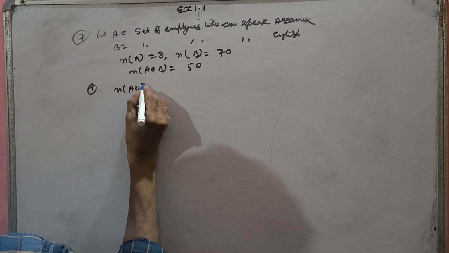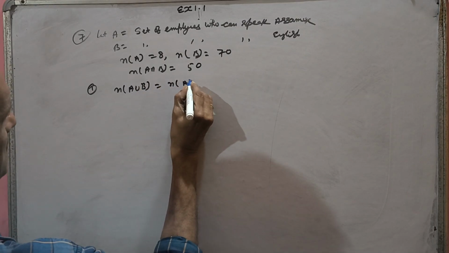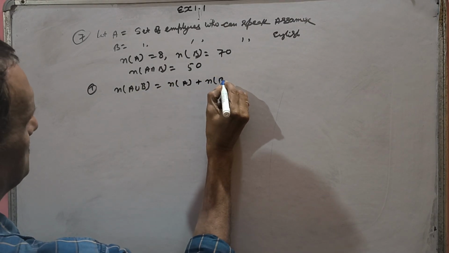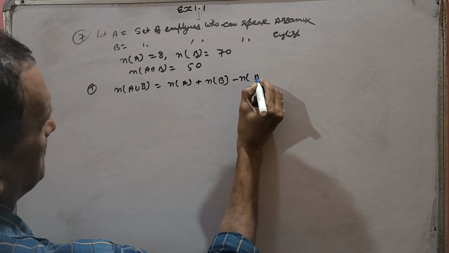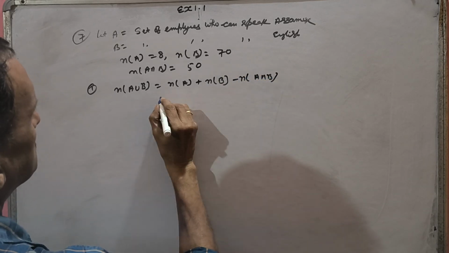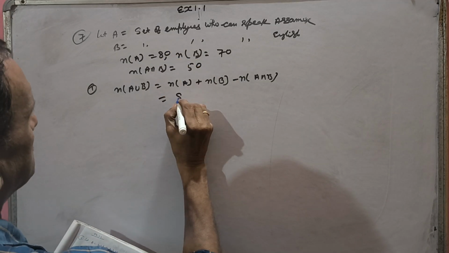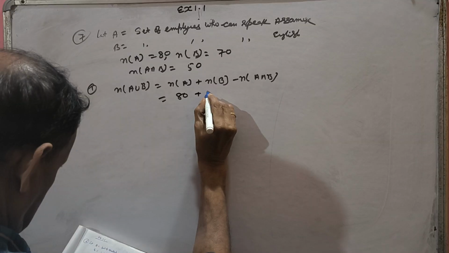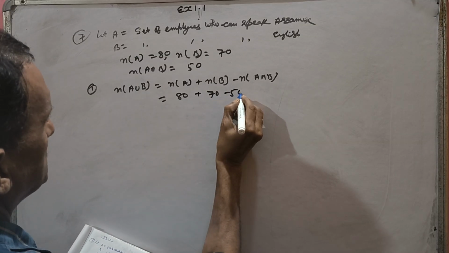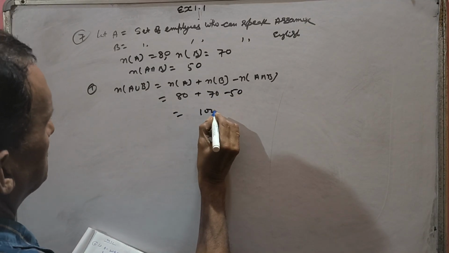n(A union B): use the formula n(A) plus n(B) minus n(A intersection B). Just the value of n(A), sorry, it is 80 not 8. 80 plus 70 minus 50, how much will we get? 100.